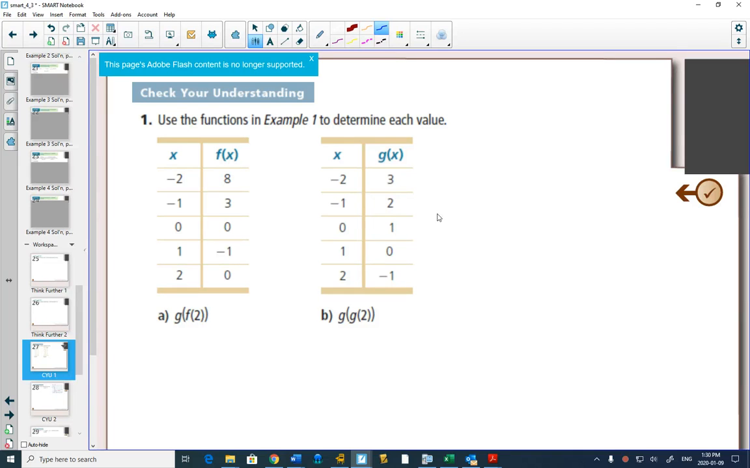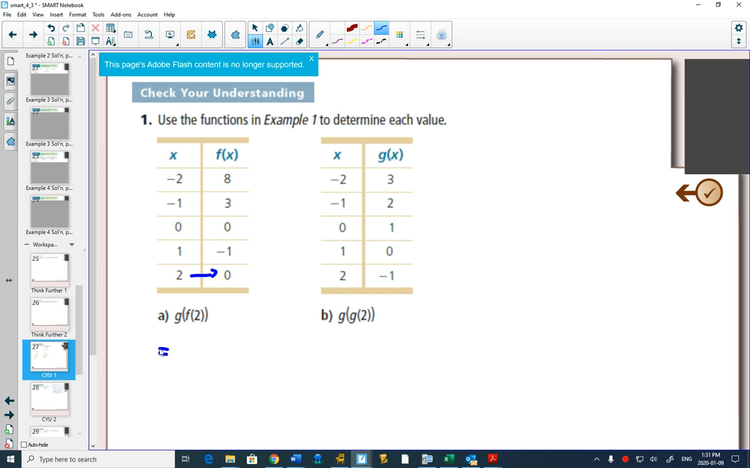So with compositions of functions, in A we have g of f of 2. That's how you could read it. The key thing is knowing how this notation works. What does g of f of 2 mean? It means that first of all, you're going to put 2 into the function f of x. So the x value of 2 gets put into f. That's the first one here.